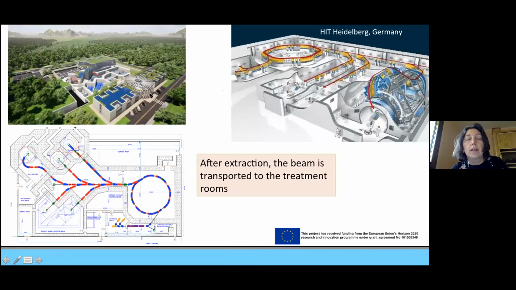here we are. Yes, as I said, CIST is just one of the thousands of implementations that exist. This is another one, much more compact. This is the HIT Heidelberg in Germany, and you recognize the sources, the LINAC, the synchrotron, the fixed lines, and the huge carbon ion gantry that was already discussed.